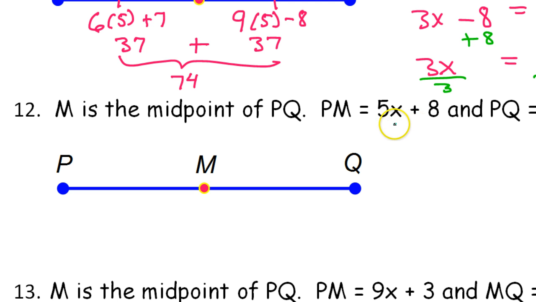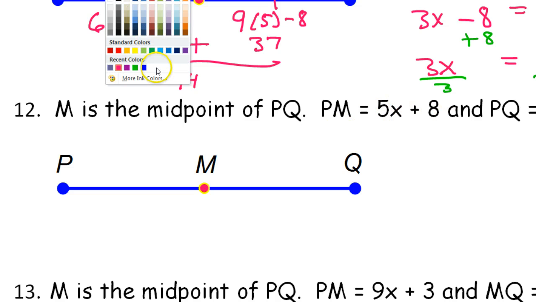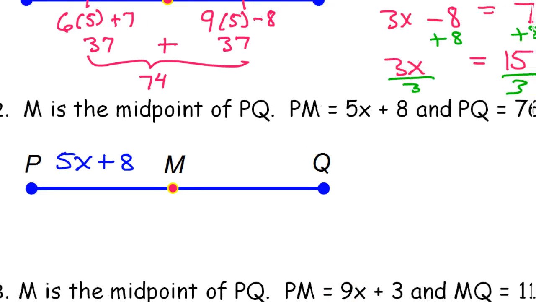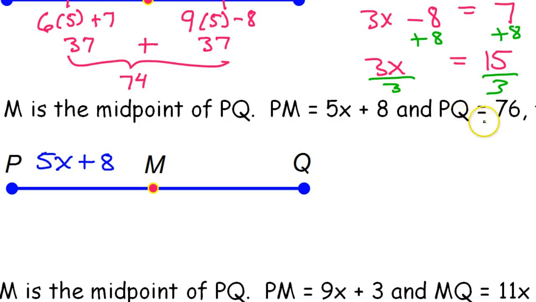Anyway, I'm sidetracked. PM is 5x plus 8. I feel like I need to change the color scheme this time. I'll do blue and purple. PM is 5x plus 8. Now, okay, PQ is 76. Interesting.